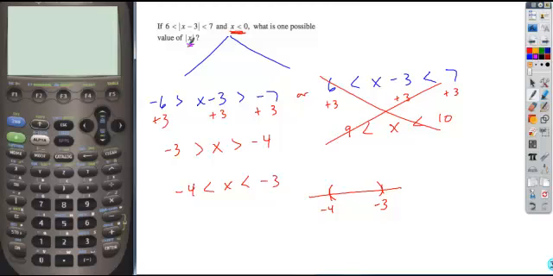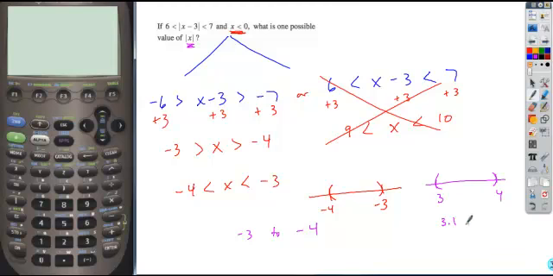Now, it's asking us to evaluate what the absolute value of x is. So we know that x itself can be anything from -3 to -4. And so when we take the absolute values of these, the absolute value basically reflects this on the number line, looking from 3 to 4. So any number from 3 to 4 is going to work.